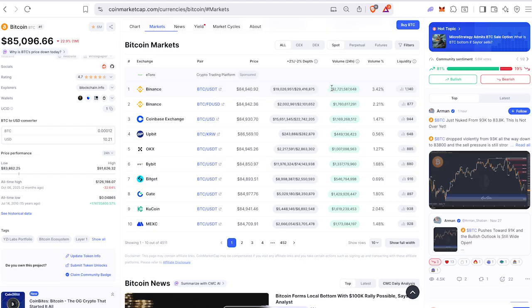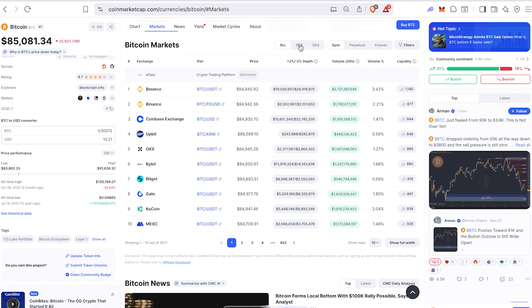CoinMarketCap does a really good job of letting you know and highlighting different indicators on what to look for when it comes to this kind of stuff. So definitely, if you're new into this and you're looking to get started right away, look for these green symbols. It shows that coins are less volatile and they're more liquid, which means that you can get in and out of your trades pretty easily.